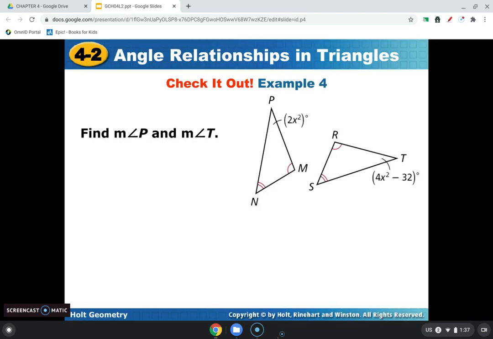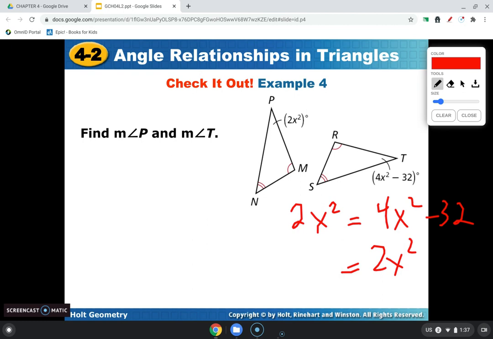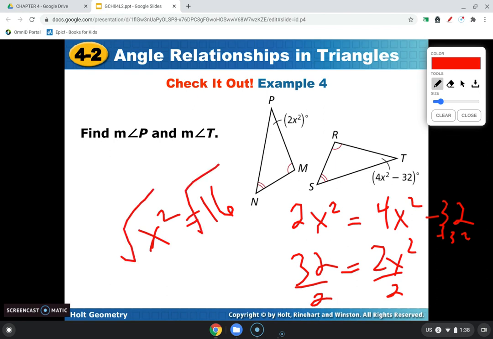Okay, let's try that again. N and S are the same. M and T are the same. So we can set 2x squared equals 4x squared minus 32 because of the third angle theorem. I'm going to subtract 2x squared. I'm going to add 32 to both sides. Then I'm going to divide by 2. So now x squared equals 16. Last step is to take the square root of both sides. So x equals 4. Then I'd want to plug that back in. 4 squared is 16 times 2 is 32. So if that's 32, this is also 32 degrees. Okay.